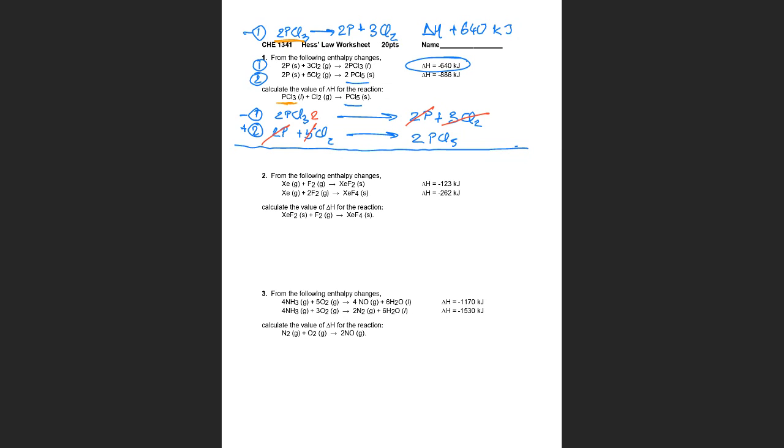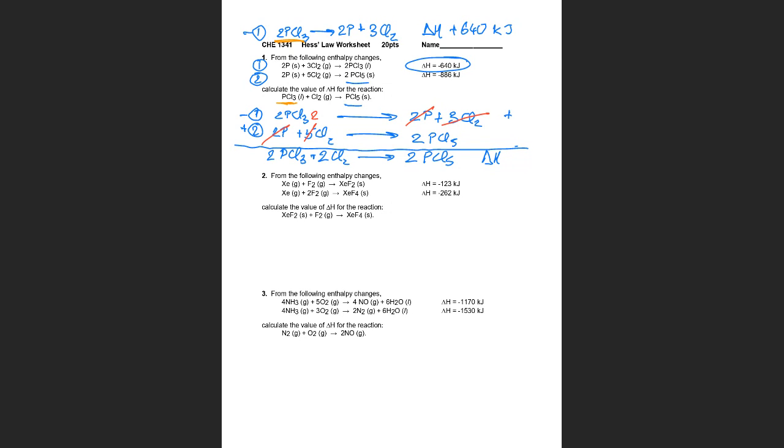So when I add line 2 and line -1 together, it's the same as subtracting line 1 from line 2. I get 2 PCl3 plus 2 Cl2s equals 2 PCl5s. And the enthalpy change for that would be, let me just click.